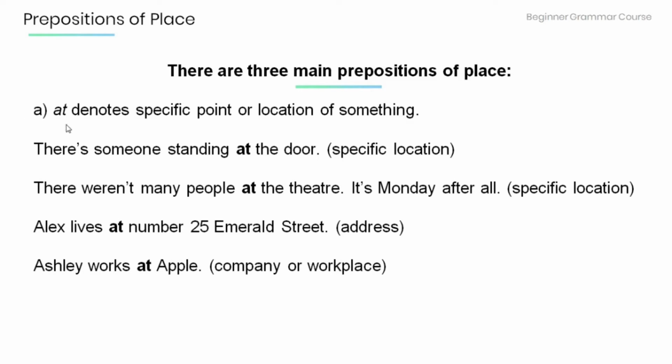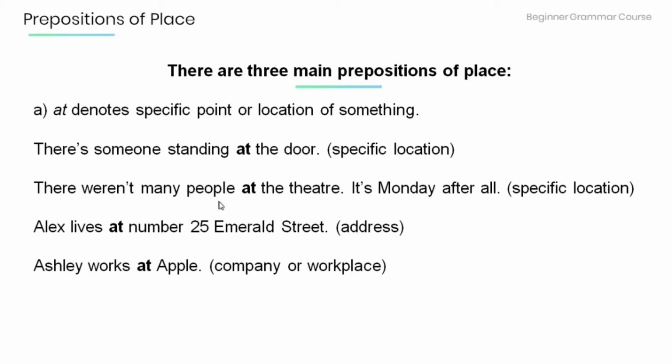A. At denotes specific point or location of something. Have a look at the examples below. There's someone standing at the door. The preposition of place at denotes a specific location, the door.